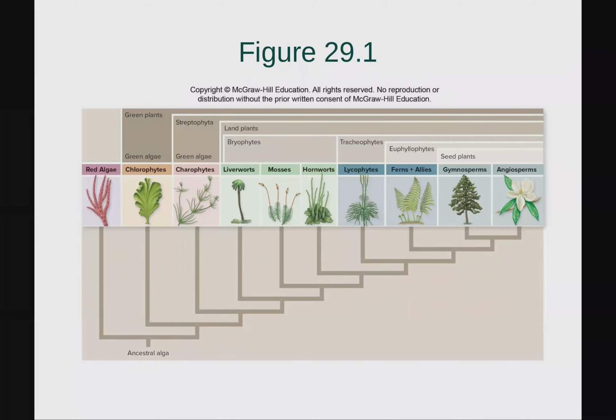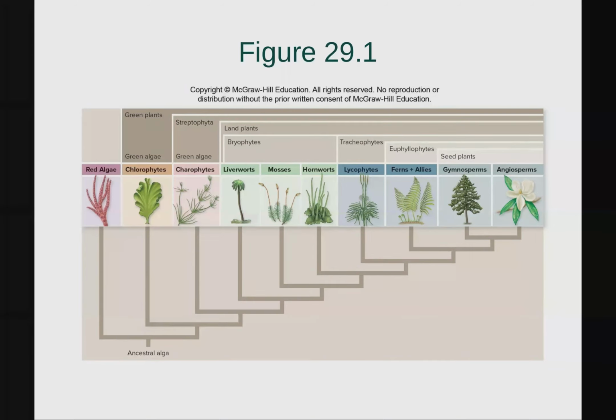So this is a phylogeny of our plants. We have our red algae, our chlorophytes, and our charophytes, and then that leads into all of our land plants. And we're going to talk about all of the 7 groups: the liverworts, the mosses, the hornworts, the lycophytes, the ferns, the gymnosperms, and the angiosperms. And so we're going to talk about the rest of these groups today.